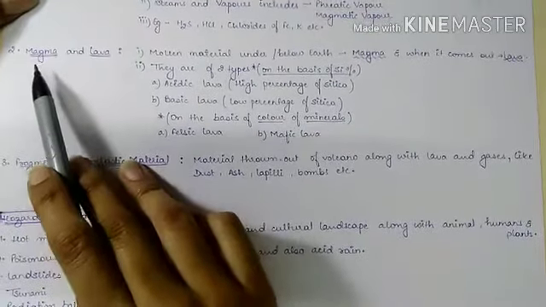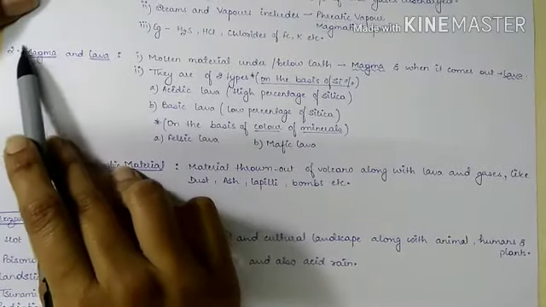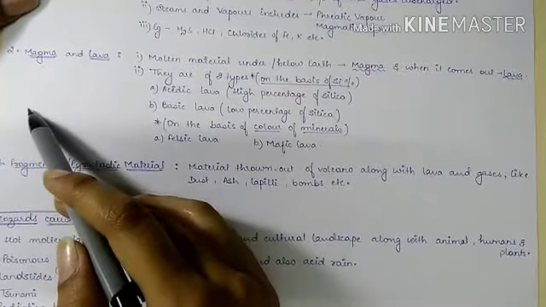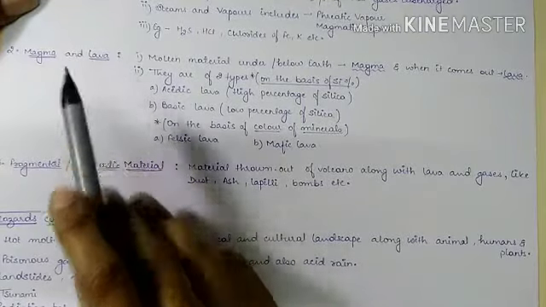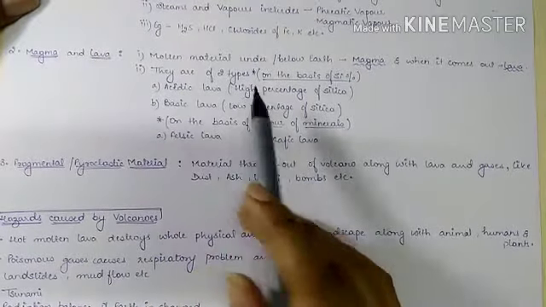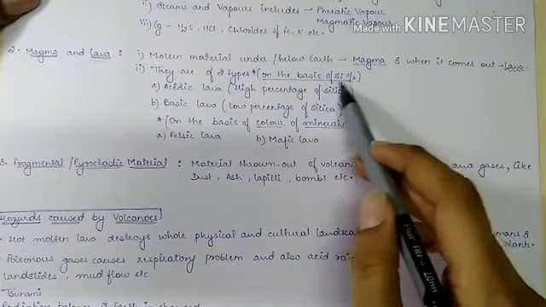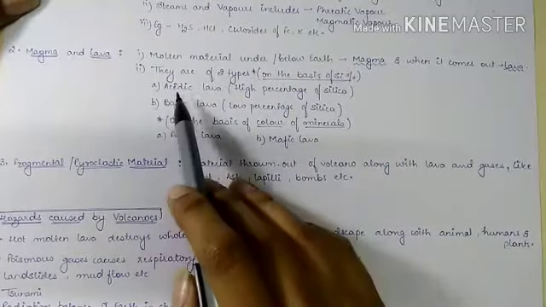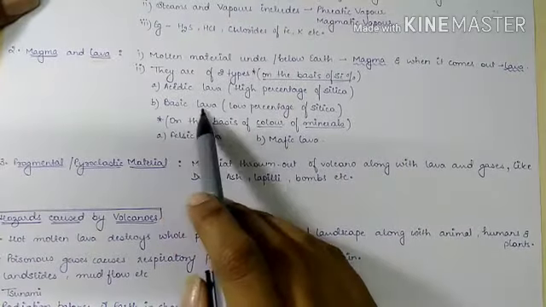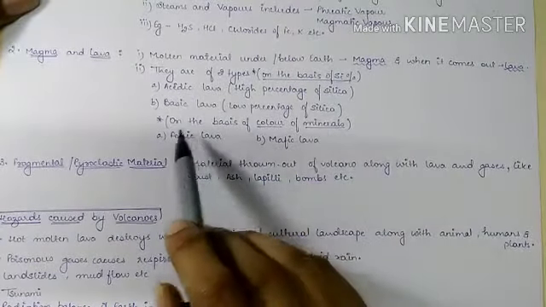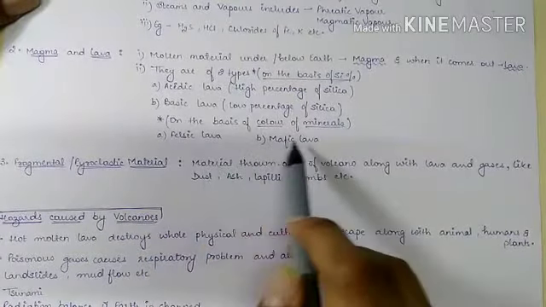Next is magma and lava. When this molten material is inside the earth or below the earth, it is known as magma, and when it comes on the surface of the earth, it is known as lava. Basically there are two types of magma or lava on the basis of the percentage of silica in it. We have read this: acidic lava, which has a high percentage of silica, and basic lava, which has a low percentage of silica. On the basis of color of mineral, we have felsic lava and mafic lava.